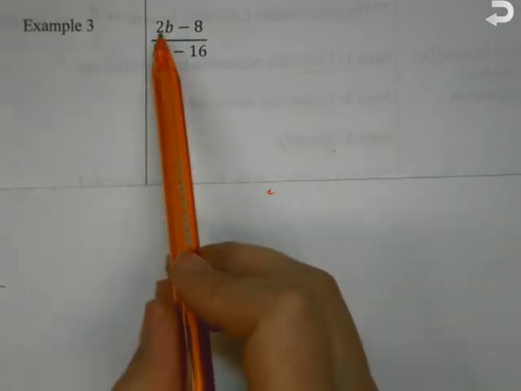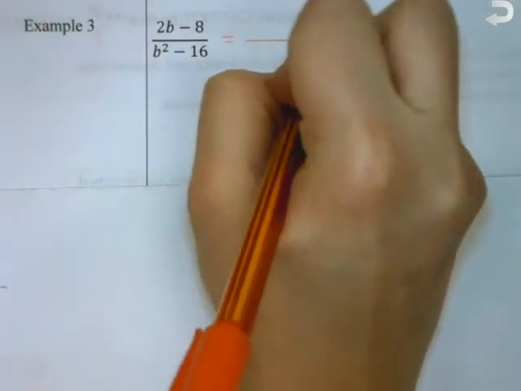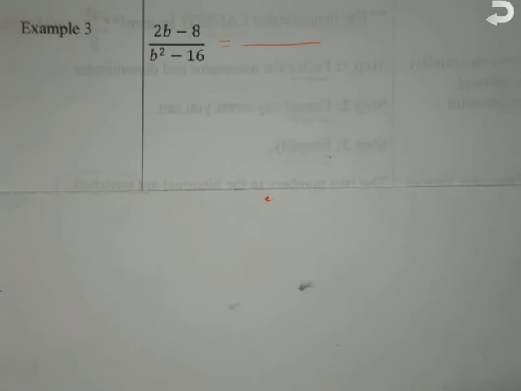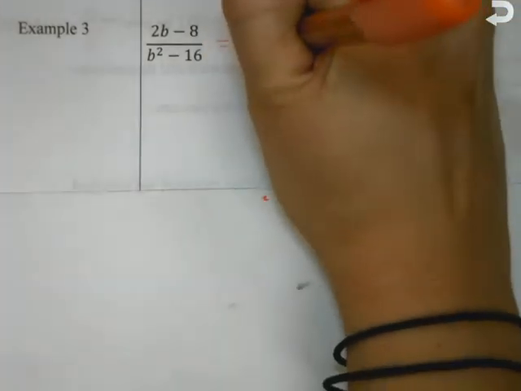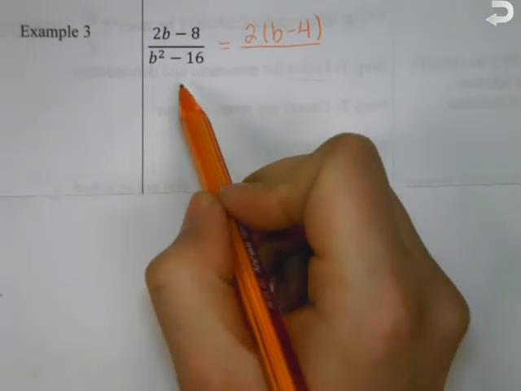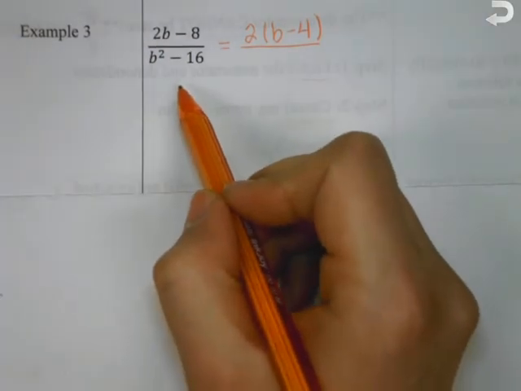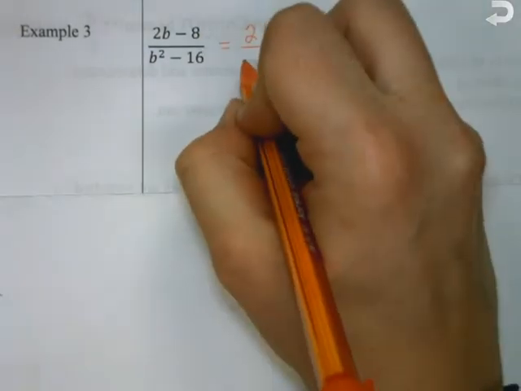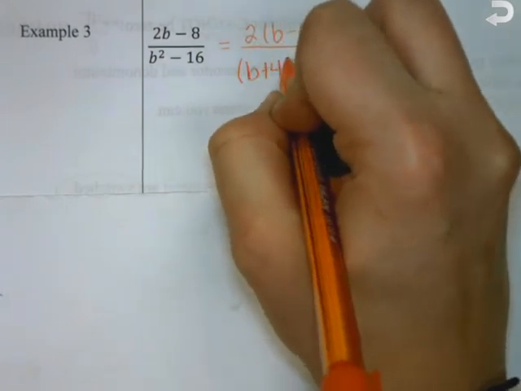Example 3, I have 2b minus 8 over b squared minus 16. Step 1 is I want to factor the numerator and denominator. What method will I use to factor the numerator? Good. What is the GCF? 2. So that's going to be 2 times b minus 4. Okay, what about the denominator? Yeah, it's a difference of 2 squares. So how does that factor? b plus 4 times b minus 4.